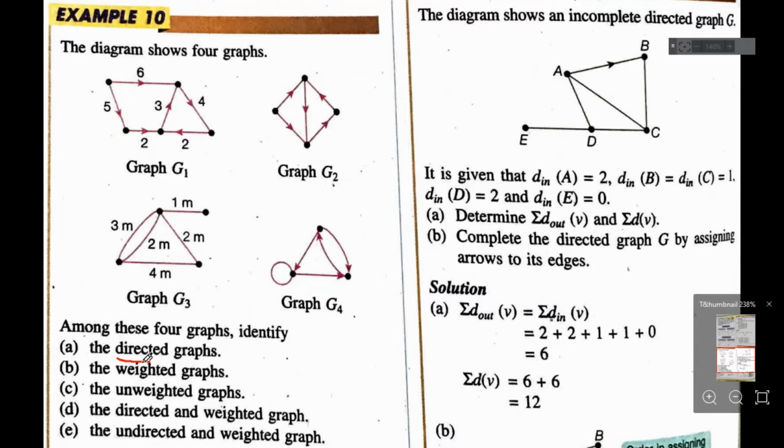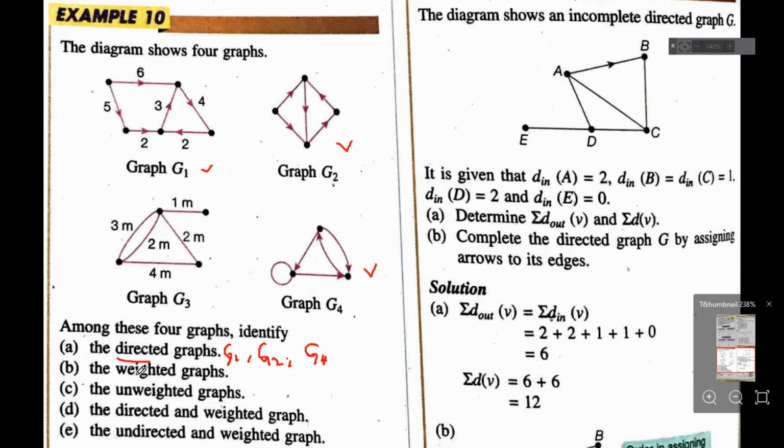Directed means we have direction. So how do we know the direction? We are given arrows. Okay, kami akan tahu arah dia. Bagaimana kami tahu arah dia? Dengan anak panah. Okay, each graph here is given the direction. So G1, because we have arrows here, G2 and G4. So we have G1, G2, and G4.